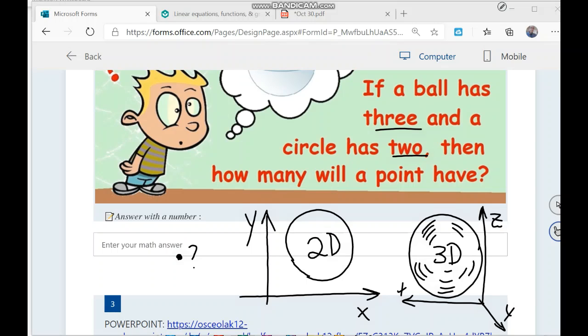Zero is the right answer. Yes, you got the right answer, Johnny L. And you got the right answer as well, Jacob. 0. The answer for this is 0, because the point is actually the only geometric object that's going to have 0 dimensions.